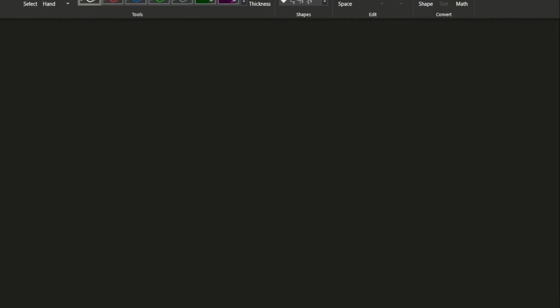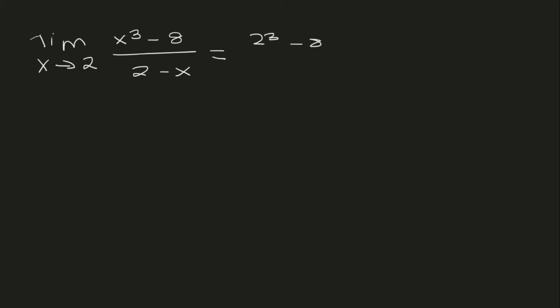All right, so let's try another problem using simplification. Let's take the limit as x approaches 2 of x cubed minus 8 all over 2 minus x. Again, to confirm, let's try substitution. 2 cubed is 8, minus 8, that's 0 on top, 2 minus 2, that's 0 on bottom. So now we can go to our second step, simplification.